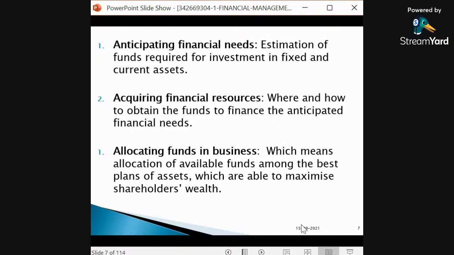So, number one sa Tagalog or sa Filipino, anticipating financial needs, inaasahan mo na meron kang dapat na i-fund or supportahan through the use of money. Number two is you're dealing with acquiring financial resources. You're concerned about kung saan mo kukunin yung pera. And number three, when you're allocating funds in the business, it means that you are now deciding on what channels do you support these, through what channels will you support these activities, and ano yung magiging worth it na investment.